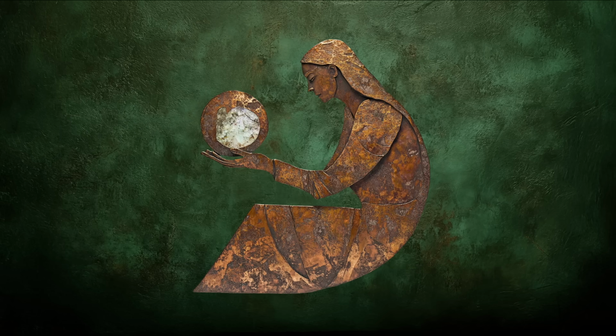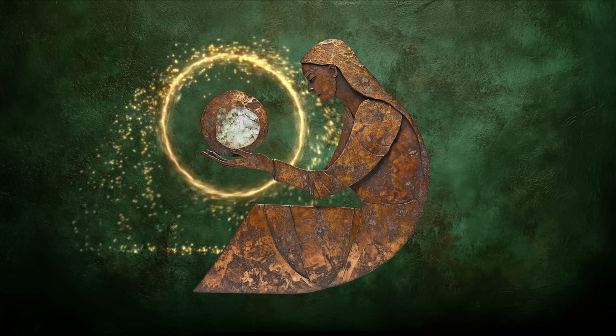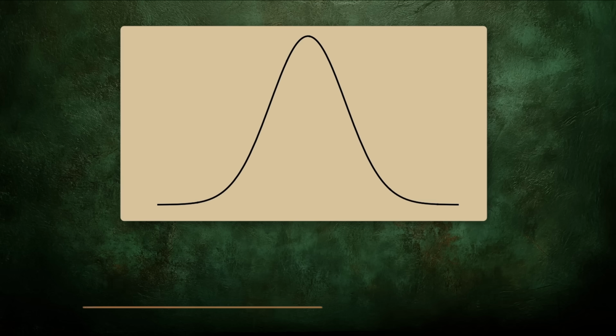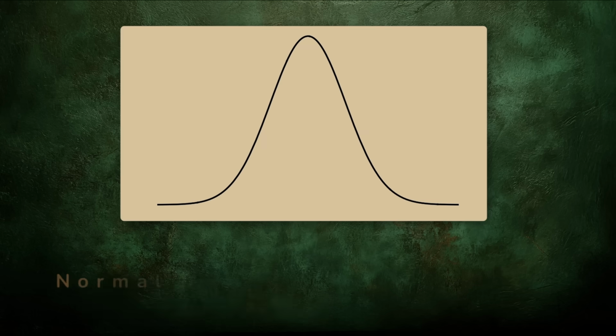This isn't fortune telling. A distribution doesn't tell you what will happen. It tells you what values are typical and how much room there is for surprise. The normal distribution in particular tells us that values tend to cluster around a central point. The farther you get from the center, the less often those values occur.